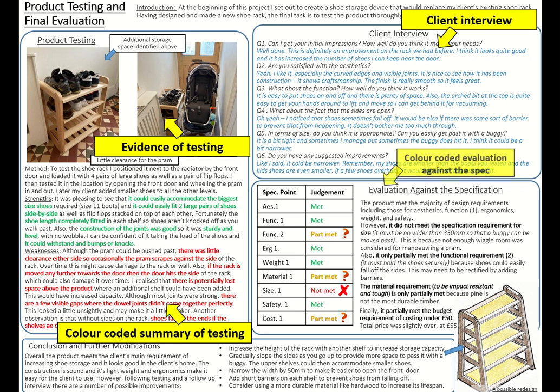Okay, very important part. They've got color-coded evaluation against the specification. Here, they haven't bothered copying out the whole spec. They've just put the points themselves and then said met, part met, or not met. That's a very good way of quickly summarizing what are the key things you've actually met and then what you haven't, so that you can say how you'd improve it.